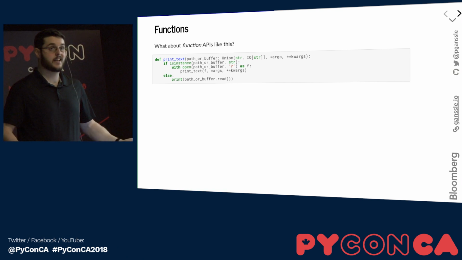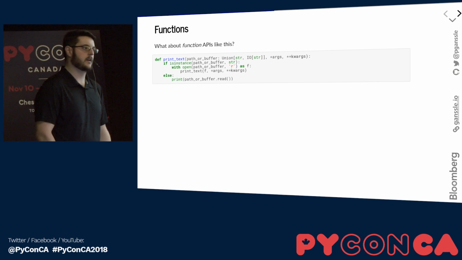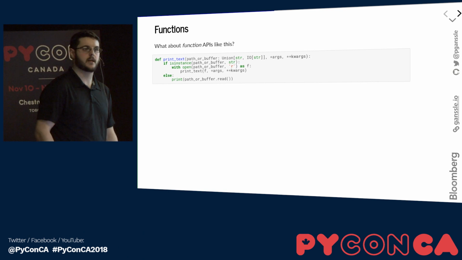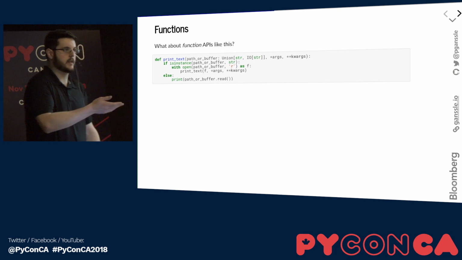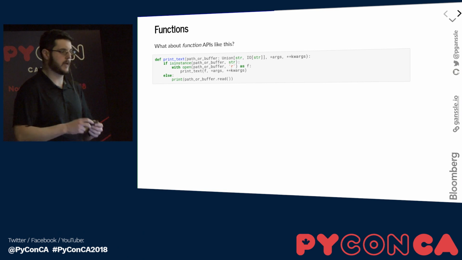But 90, 95%, maybe 99% of the people who use this function, all they are going to want to do is like, I have a CSV here, I would like to print it. Why are you making me do this with open and then passing it to this function? Just make the function work for me.